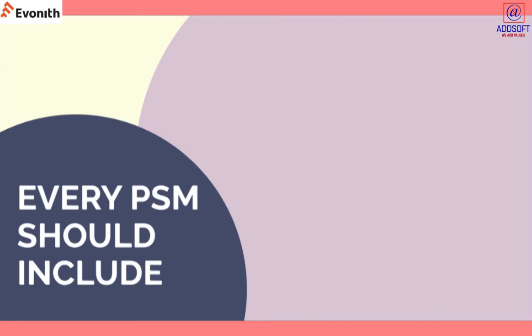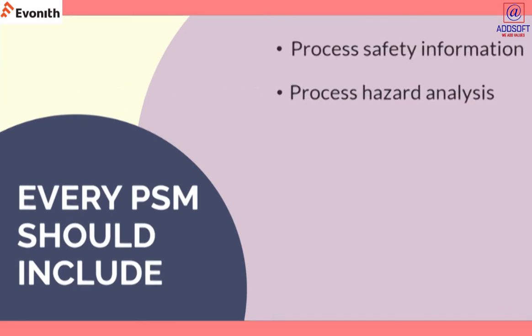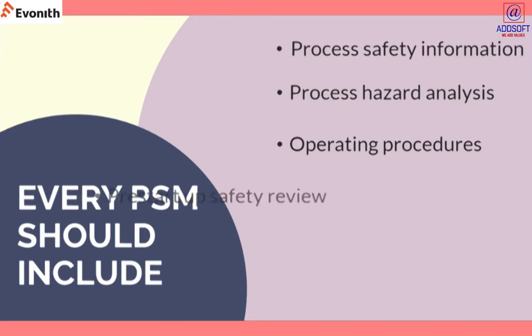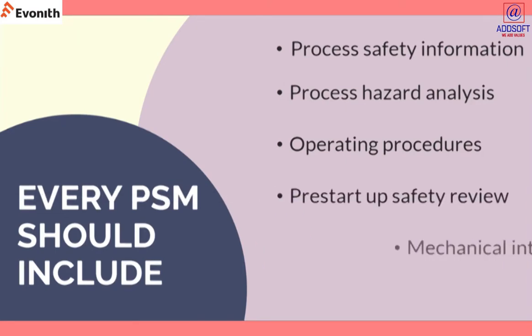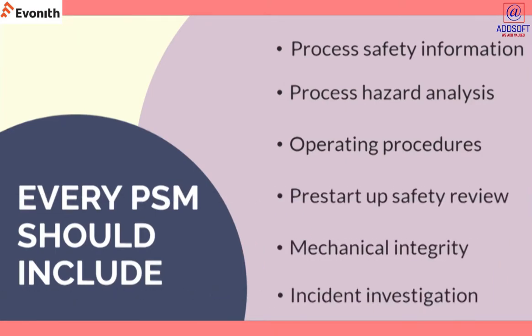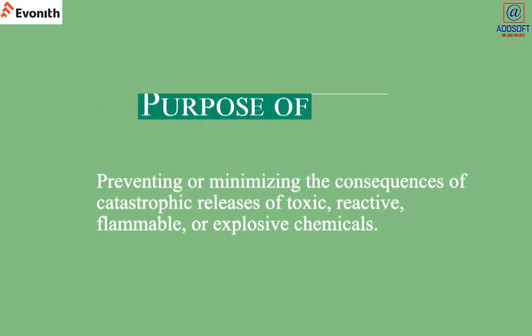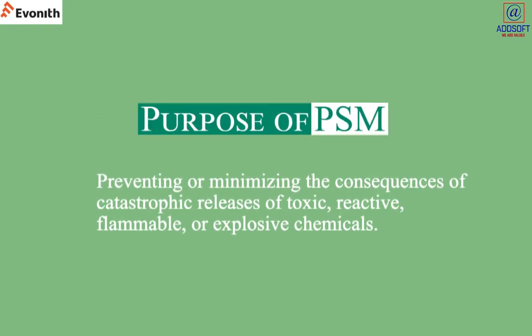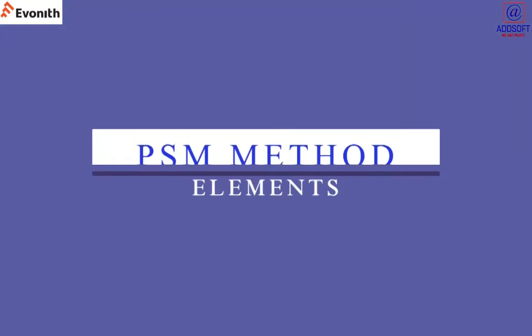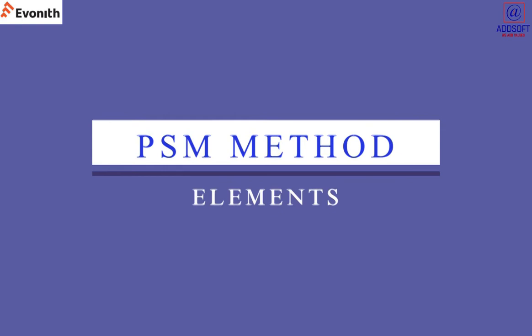Every process safety management program should include process safety information, process hazard analysis, operating procedures, pre-start-up safety review, mechanical integrity, incident investigation, etc. Purpose of PSM: preventing or minimizing the consequences of catastrophic releases of toxic, reactive, flammable, or explosive chemicals. There are some elements of the PSM method.